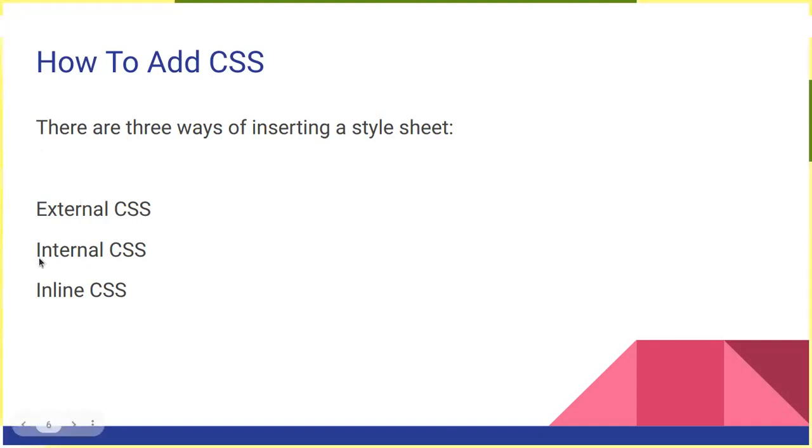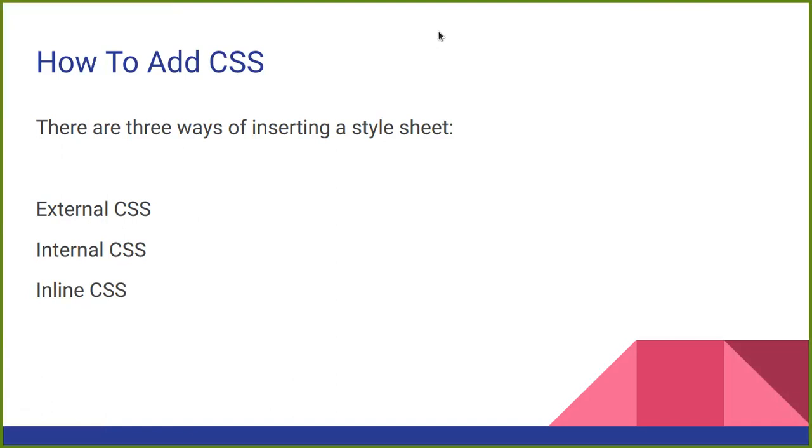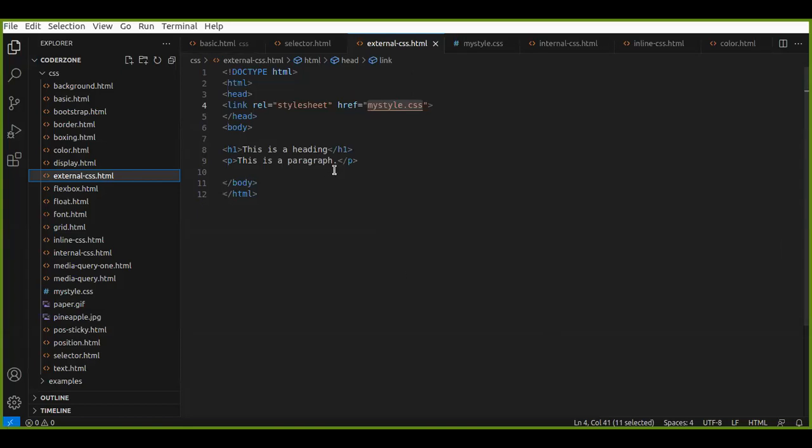Internal CSS means we can write the CSS within the same HTML file in the head section. Inline CSS means within the same HTML element itself, we can add the style. Let's see one by one. So let's start with the external CSS.